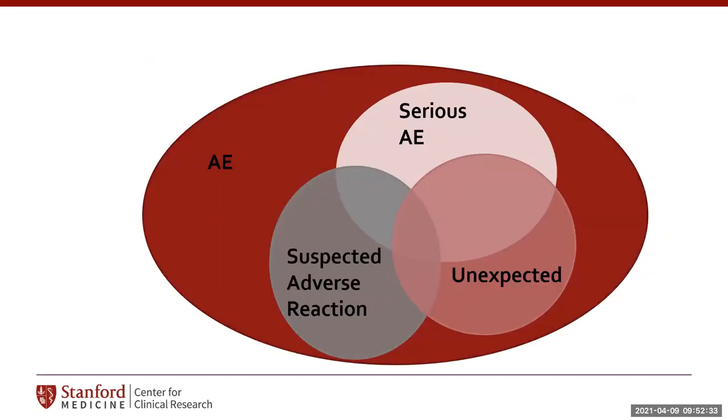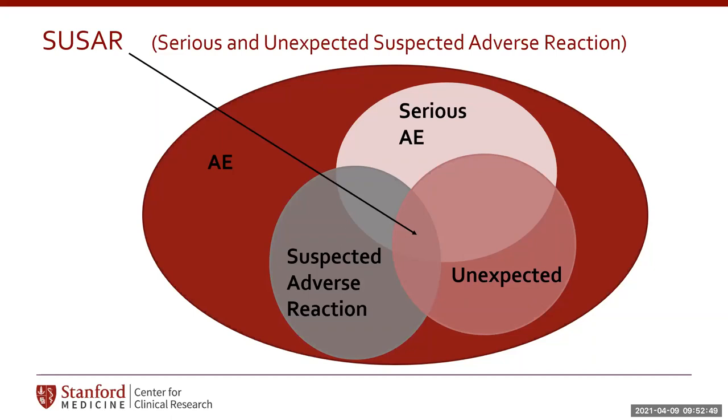Okay. So the combination of all of those definitions, a suspected adverse reaction that is serious and unexpected, is sort of the holy grail of what we search for for the purpose of regulatory reporting. These are the SUSARs, serious and unexpected suspected adverse reactions. These would require immediate reporting, and I will cover this later on, but these are the ones that we are actively looking for during the study. We're recording everything, but we are looking for these.